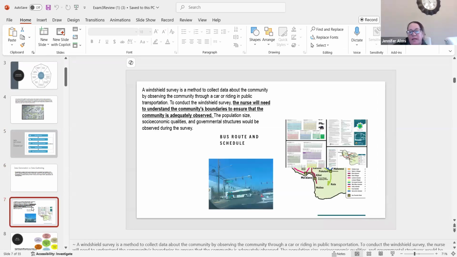We take a look at, everybody did their vulnerable population project due next week. That was with a windshield survey. And with that windshield survey, we collected data by riding around in a car, looking out a windshield, right? Nurse needs to understand that the community boundaries, you have to figure out where you're looking before you go looking. So population size, socioeconomic equalities, and government structures can be seen this way.